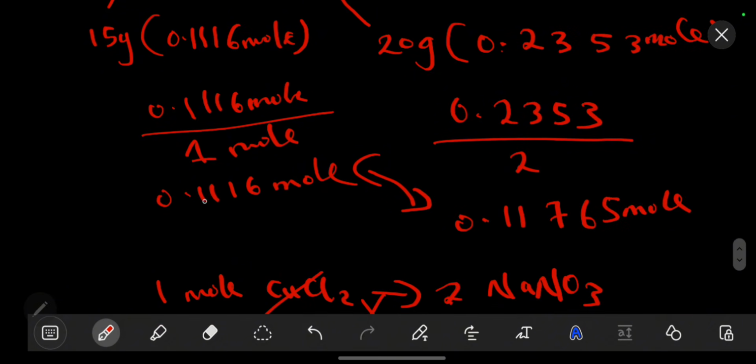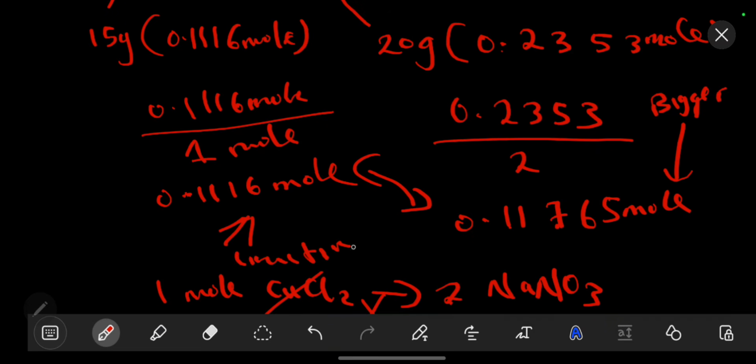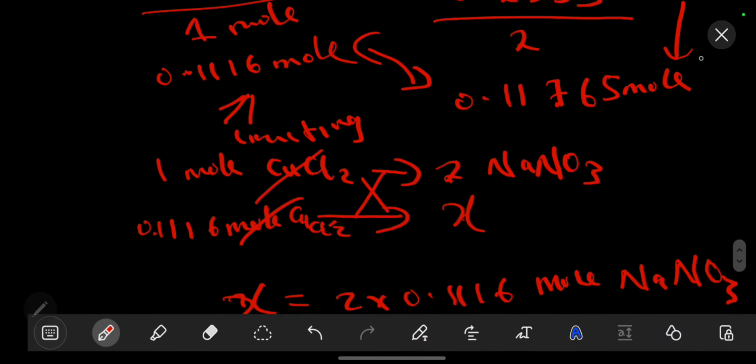So as you saw here, we have 0.1116. This is 0.117. So this one is bigger after dividing it too. So whatever is bigger, that's the one that is in excess. Whatever is smaller is your limiting reagent. So that is how we can go about it.